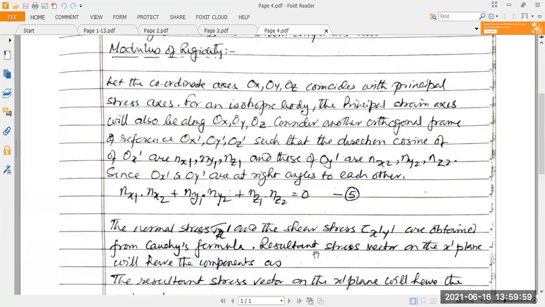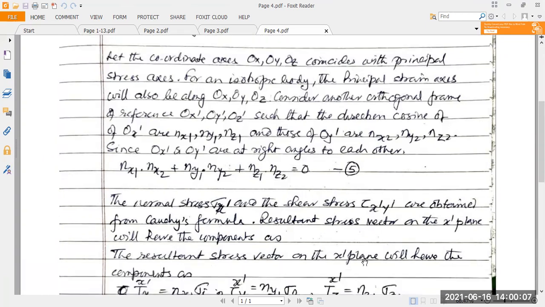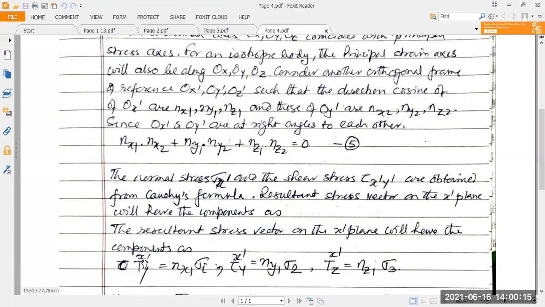The normal stress sigma x dash and the shear stress tau x dash y dash are obtained from Cauchy's formula itself. The resultant stress which we have there is explained because we have the components like this. Tx dash equals nx1 sigma 1, which is nx1, the cosine vector, means the component of the sigma multiplied by the cosine vector, which is also along x itself, not y only.